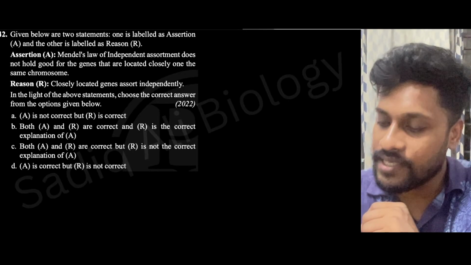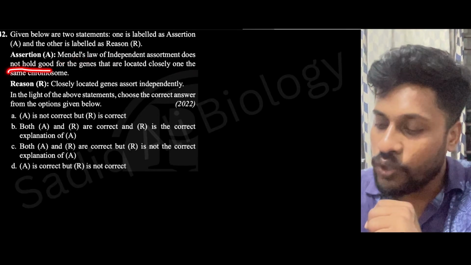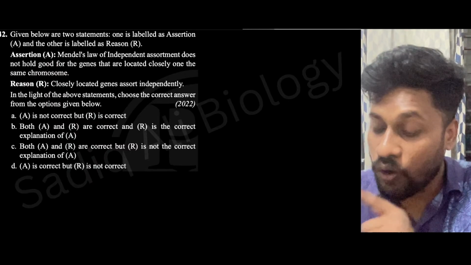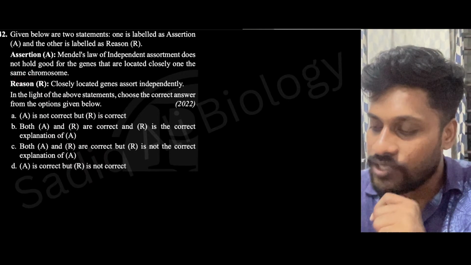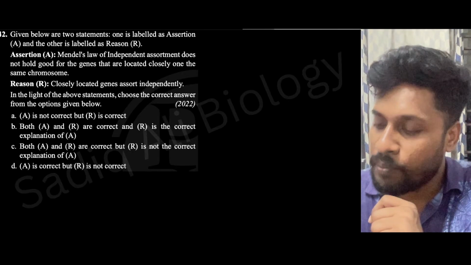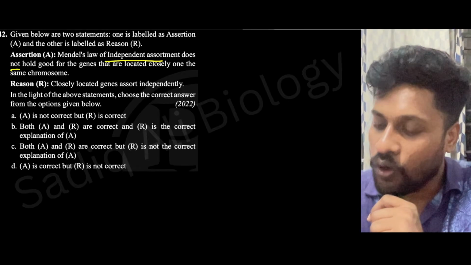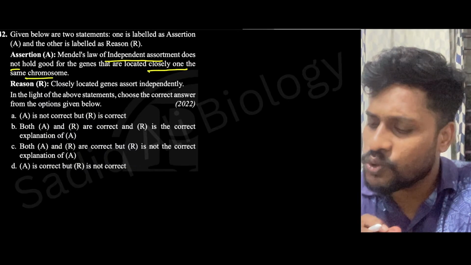One is labeled as assertion and another one is reason. What is assertion? Mendel's law of independent assortment does not hold good for the genes that are located closely on the same chromosome. Reason: closely located genes assort independently. What will be the answer here? In case of Mendel's law of independent assortment, not holding good for the genes that are located closely on the same chromosome, this is true, right?